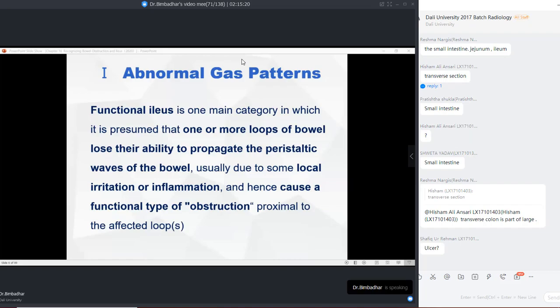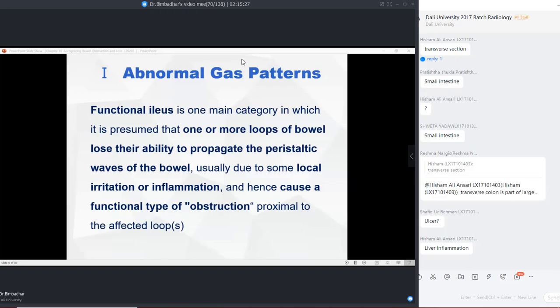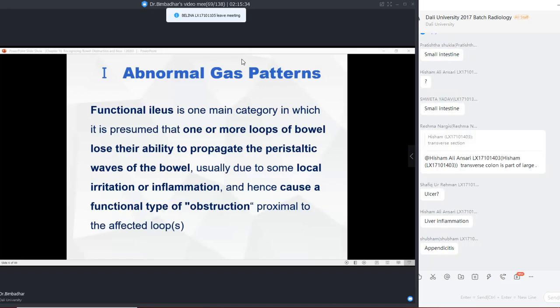Does right-sided abdominal pain relate to an ulcer, Shafiq? Liver inflammation? Okay, are you talking about hepatitis? Appendicitis? Okay, do you think that your appendix is present in the right hypochondrium? Shubham, do you think that your appendix is present in the right hypochondrium or the right iliac fossa? Is it present in the hypochondriac region or the iliac region?